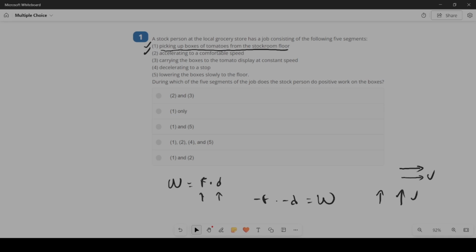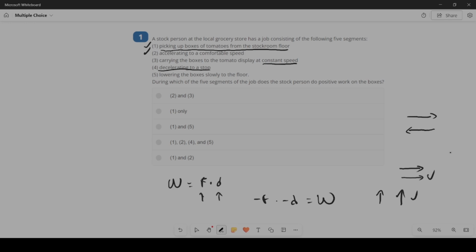Carrying the boxes to the tomato display at constant speed. So when an object is moving at constant speed, you do not have to apply a force. Therefore, he's not doing work on the object. Decelerating to a stop. Okay. So that means that the object is still moving this way, but now he's applying a force to create an acceleration in the opposite direction. So opposite directions, work is negative.